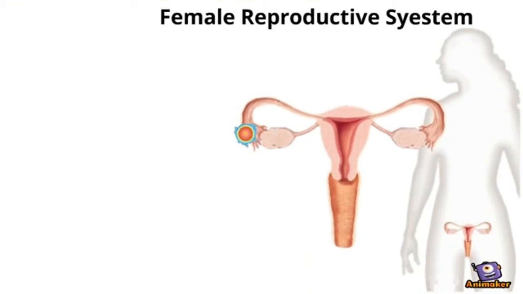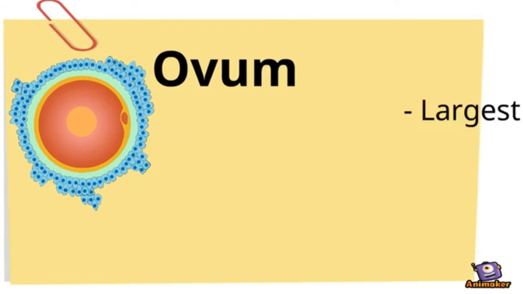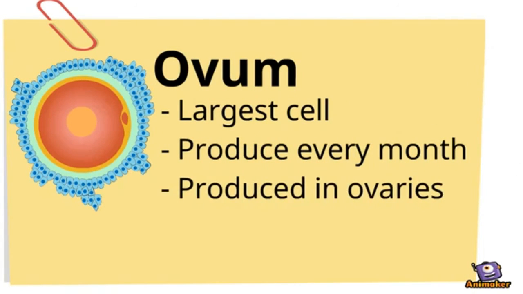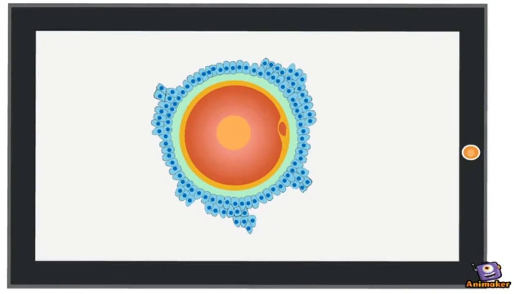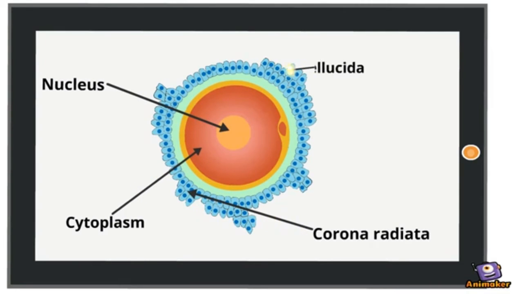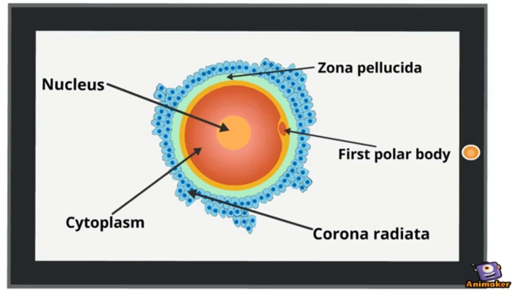Now, we are looking at female gametes, ovum. The ovum is the largest cell in the human body. It is produced every month in the ovaries. Let's check out the structure of the ovum. From here we can see there are the nucleus, cytoplasm, corona radiata, zona pellucida and first polar body in the ovum.